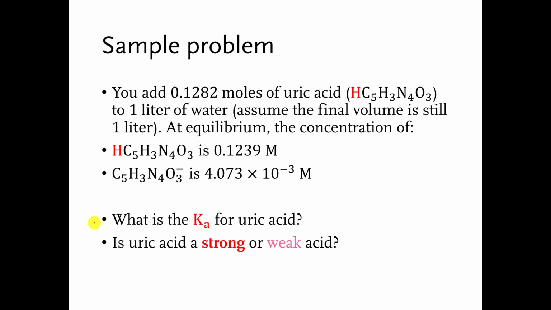Over here is a sample problem. It says you have 0.1282 moles of uric acid, and here's the formula for uric acid. This red H is the only H that uric acid is capable of donating. It has some other hydrogens, but those don't get donated. And so you add 0.1282 moles of uric acid to 1 liter of water, and it says assume the final volume is still 1 liter.